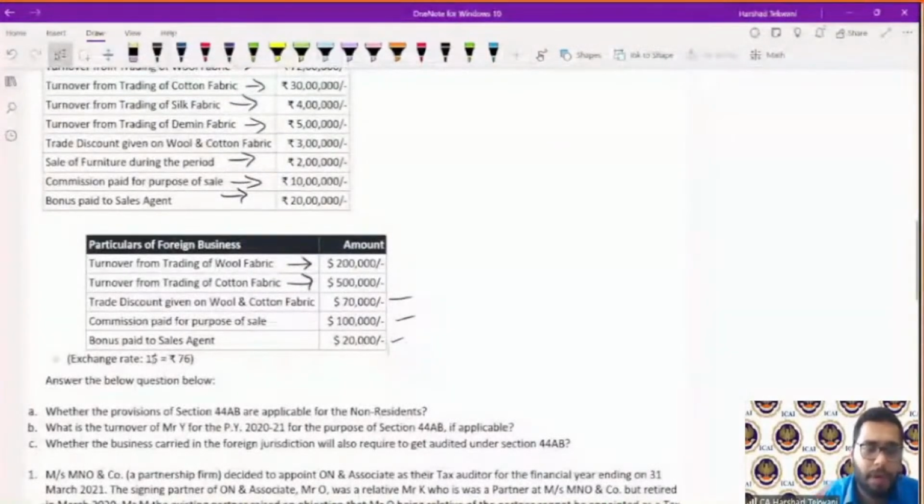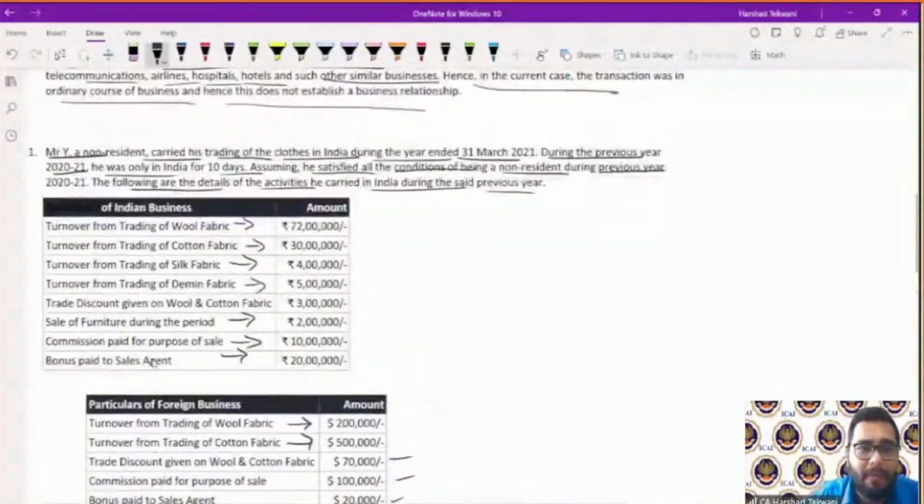Now my question, number one: whether provisions of section 44AB are applicable to a non-resident, whether Mr. Y is required to get his accounts audited under section 44AB or not.